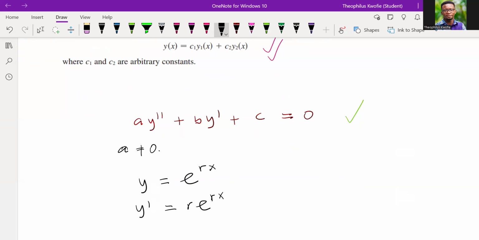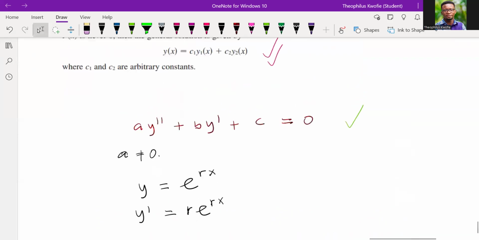So we say that the exponential function has a nice property, and the property we are talking about is that its derivative is a constant multiple of itself. It's a constant multiple of itself. Very good. So let's take note.